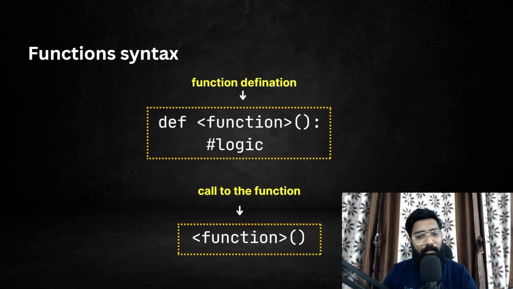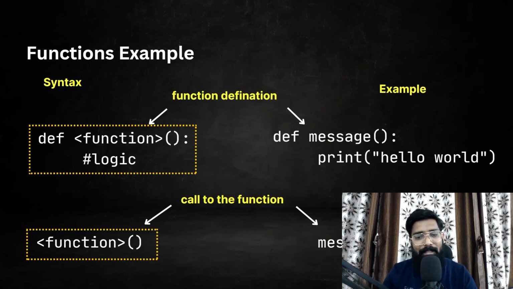The syntax for a function: def as a keyword, function name, opening and closing parenthesis, colon. After the colon we have to follow the indentation rule, that is 4 white spaces, and we can write our logic. This code block is called the definition. If I want to execute a function, then we need to write the function name with opening and closing parenthesis, and that is called a call of the function.